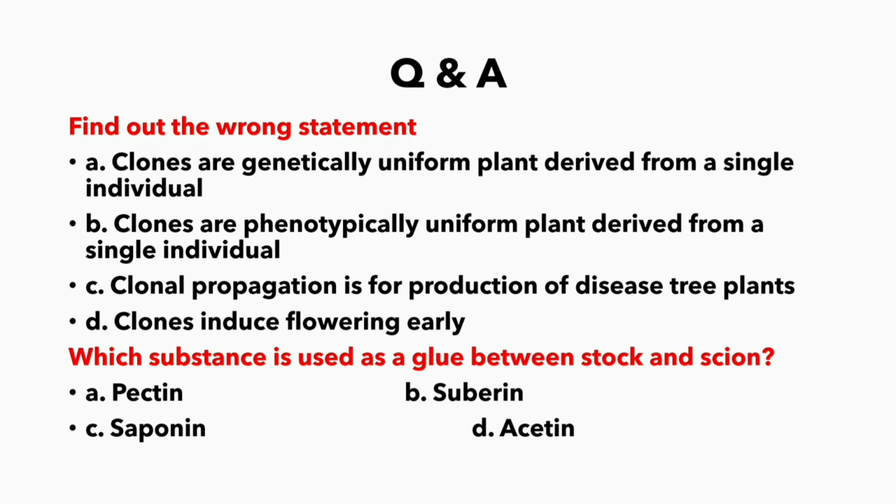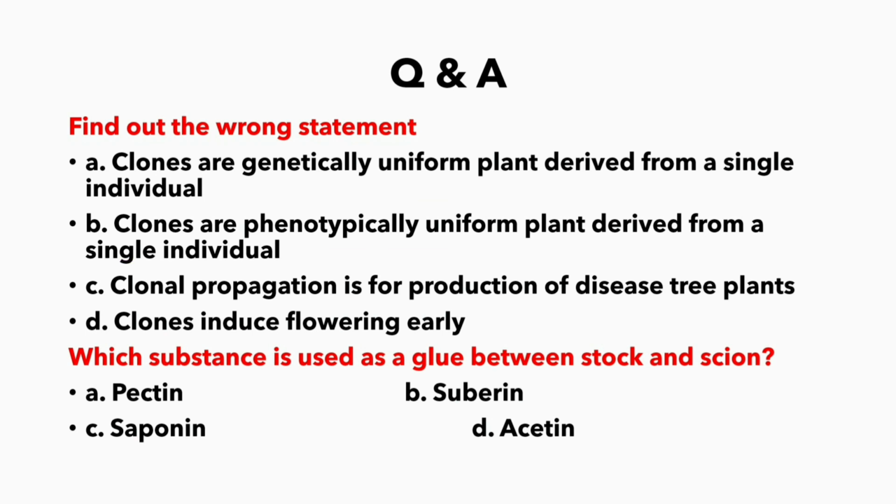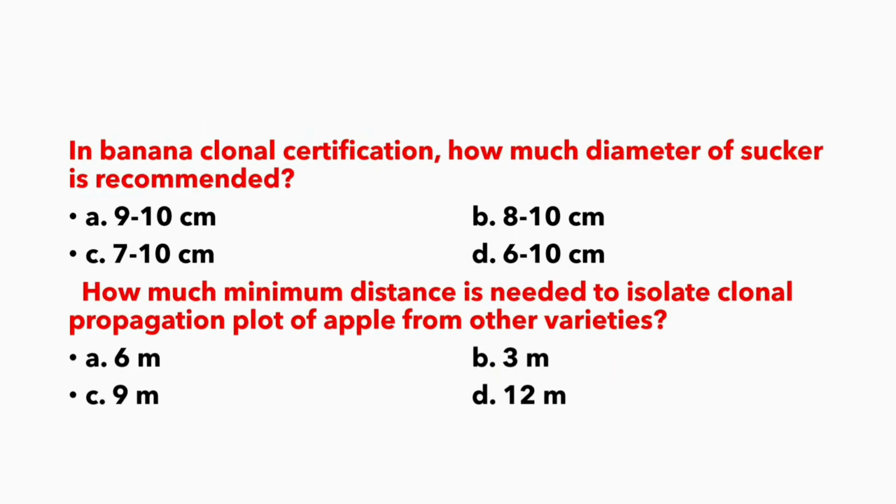Find out the wrong statement. The wrong statement from these four options is: clones are phenotypically uniform plants derived from a single individual. Which substance is used as a glue between stalk and scion? Pectin. In banana clonal certification, what diameter of sucker is recommended? 7 to 10 cm. What minimum distance is needed to isolate a clonal propagation plot of apple from other varieties? 3 meters.